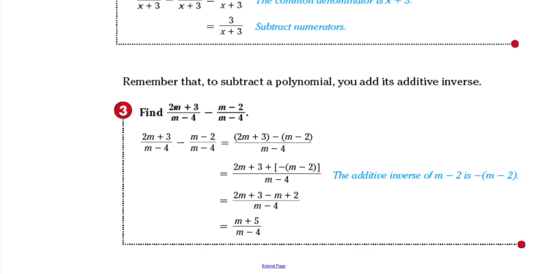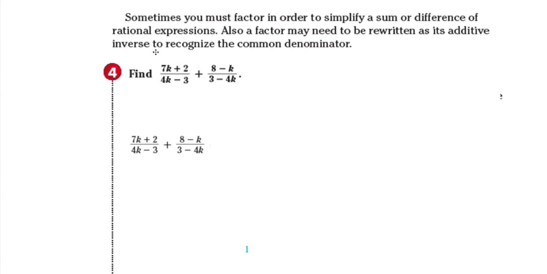Move on to example 4. Sometimes you must factor in order to simplify a sum or difference of rational expressions. Also, a factor may need to be rewritten as its additive inverse to recognize the common denominator. Let's take a look at example number 4.